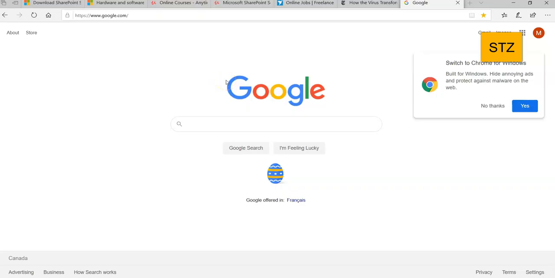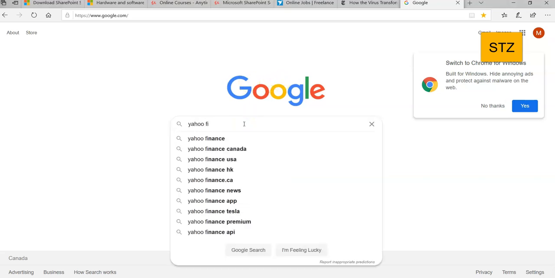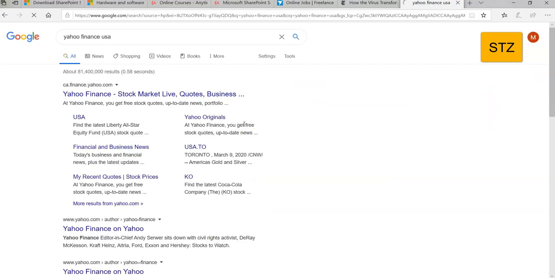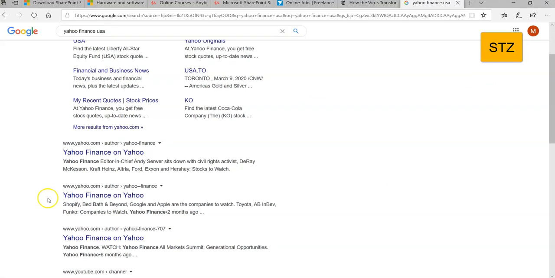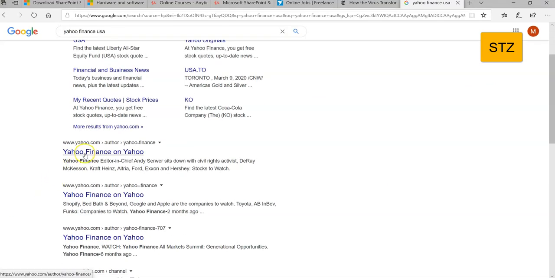You can research company information on any of the informative web portals such as MarketWatch, Yahoo Finance, CNBC or so. But usually what I do, I go to Yahoo Finance. So Yahoo Finance in Google search, click enter, and just bring up the Yahoo Finance page from any search results.